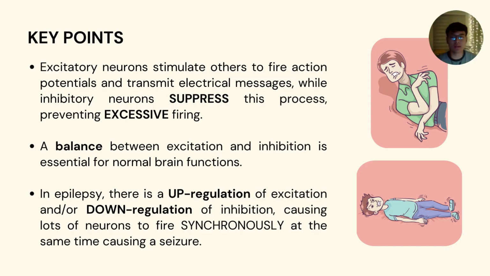So in summary, excitatory neurons stimulate others to fire action potentials and transmit electrical messages, while inhibitory neurons suppress this process, preventing excessive firing. A balance between excitation and inhibition is essential for normal brain functions. In epilepsy, there is an upregulation of excitation and or downregulation of inhibition, causing lots of neurons to fire synchronously at the same time, causing a seizure.